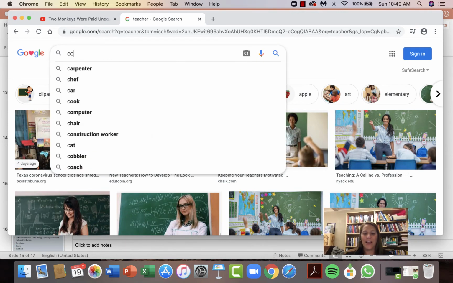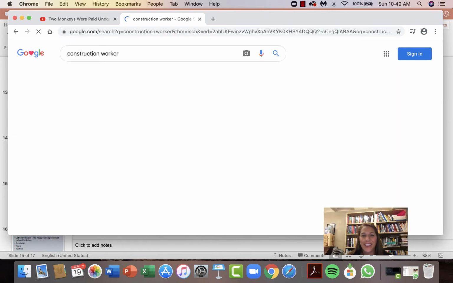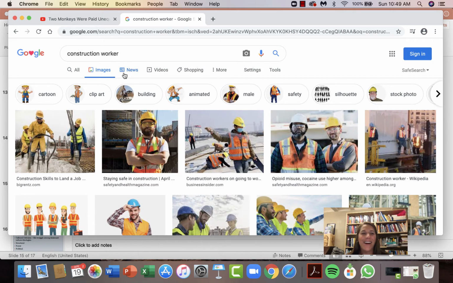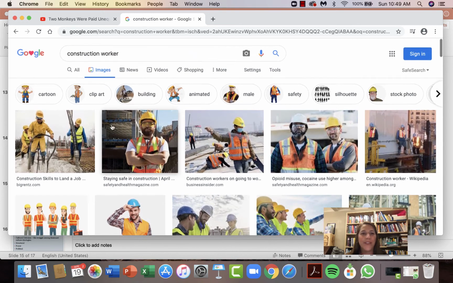It's also kind of like if you do, and I encourage you to go ahead and play around with this, construction worker. What do you think we're going to see? Oh, I bet you did not guess that it was going to be men. Now, this little graphic down here does have a female, and for the most part, yes, it is males.